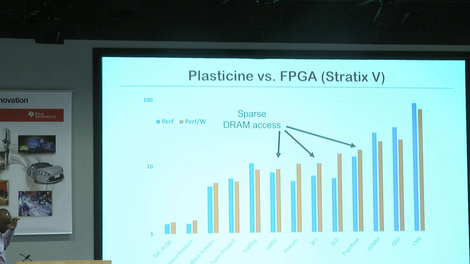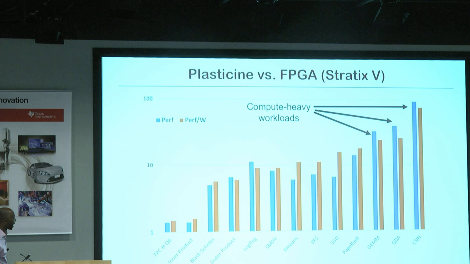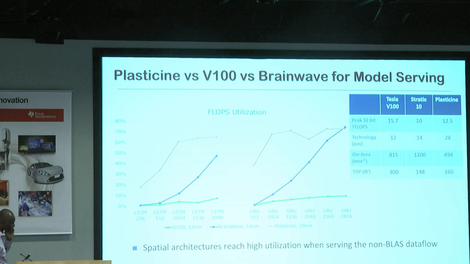When we do things in sparse, we get the factor of 10 because we've got much more efficient ways of doing sparse data accesses. And when you get to compute-heavy workloads like GEMMs and CNNs, you get almost 100x improvement. This is some data on some recent comparisons that we've done to the V100 and to Brainwave, which is Microsoft's implementation of FPGAs using 14 nanometer technology, and V100 is using 12 nanometer technology.